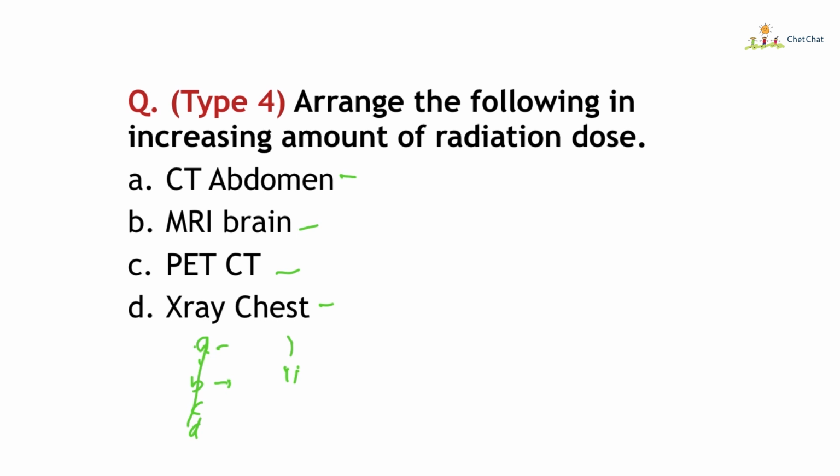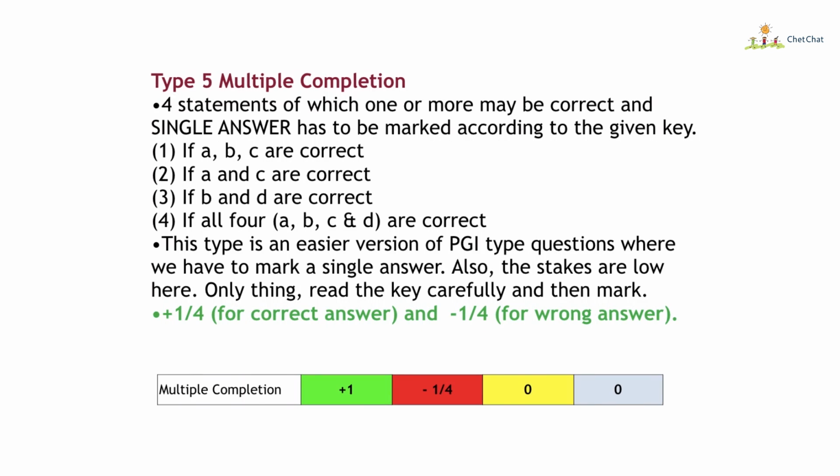Is it the increasing order? Is it the decreasing order? And I'm pretty sure they'll give you both the options, but this is something that you must read. Next is the multiple completion type. There will be 4 statements. Again, 1 of which could be correct, 2 of which could be correct, 3 of which could be correct, all of them could be correct.